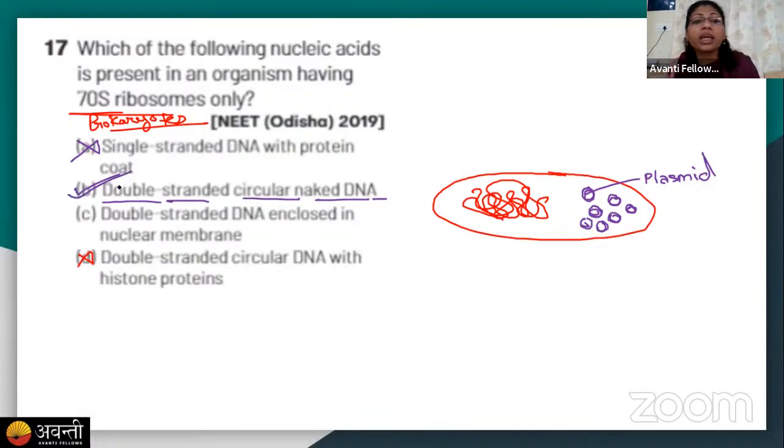Option C says it is enclosed in a nuclear membrane. No, because prokaryotes are characterized by not having any nuclear membrane. So option C is also incorrect. The correct answer for question number 17 is option B, that prokaryotes contain double-stranded circular naked DNA.